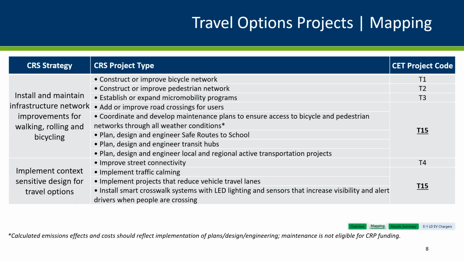Next, we have all of our active transportation projects. This includes calculators for bike and ped projects, as well as micromobility programs in T1 through T3. We also have a calculator for improving street connectivity on T4. As noted before, projects which don't fit into one of these buckets, like smart crosswalk systems, may be able to be quantified with project type T15.